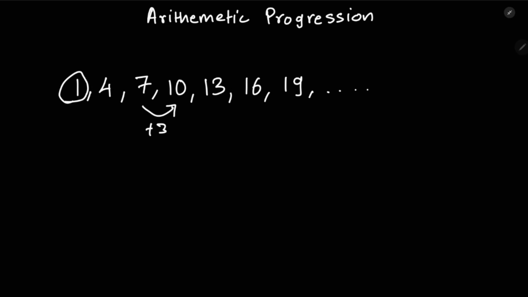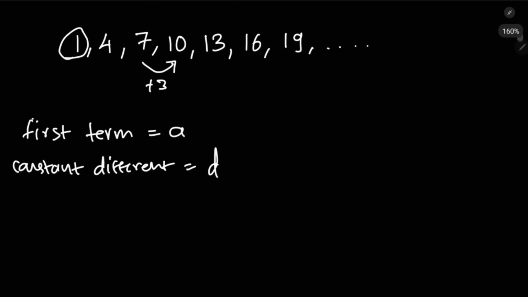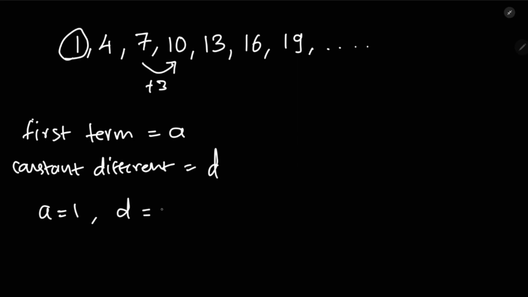So in general, if we have a first term, I'm going to call it A, and a constant difference between the consecutive terms as D, then this kind of sequence is called an arithmetic progression. So here in our example, we start with the term 1. So our A here is 1 and the difference between the terms is 3.